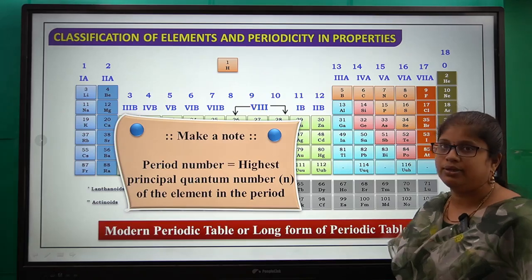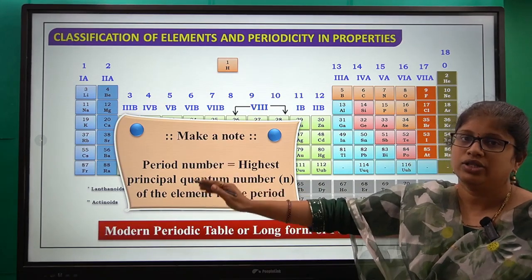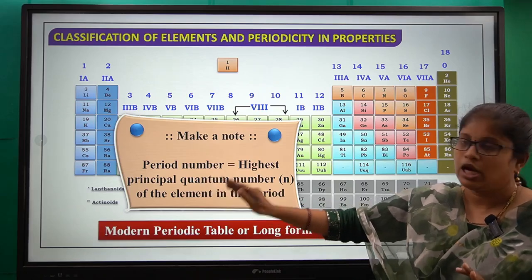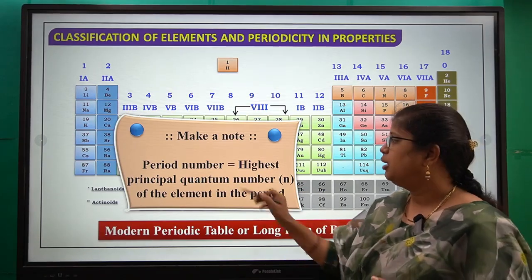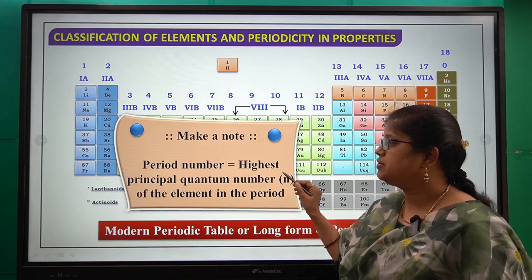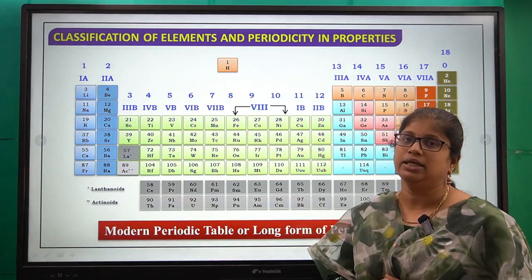So make a note of the period number. Which are called periods? Horizontal rows are called periods. How many periods are there? 7 periods. So just remember a point: its period number gives the highest principal quantum number of that element in the period.